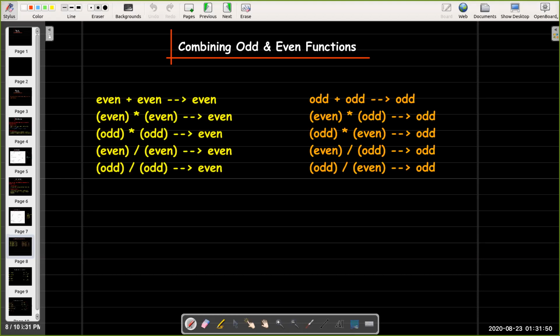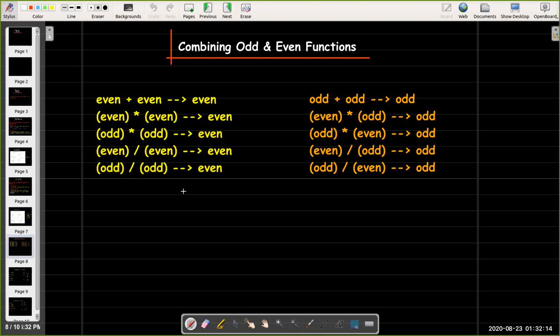If I multiply an even times an even, or an odd times an odd, the result will be an even function. If I multiply an even times an odd, or an odd times an even, the result will be an odd function. And the same thing holds true for division.